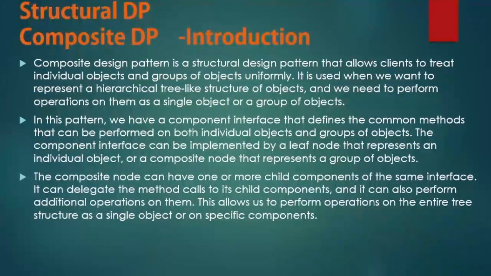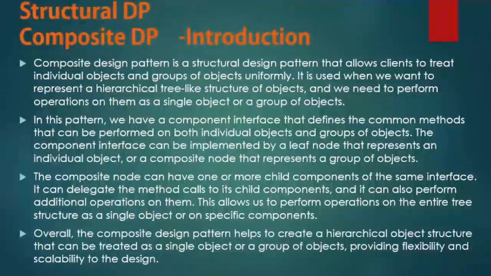The composite node can have one or more child components of the same interface. It can delegate the same call to its child components, and it can also perform additional operations on them. This allows us to perform operations on the entire tree structure as a single object or on specific components. Overall, the design pattern helps to create a hierarchical object structure that can be treated as a single object or a group of objects, providing flexibility and scalability to the design.